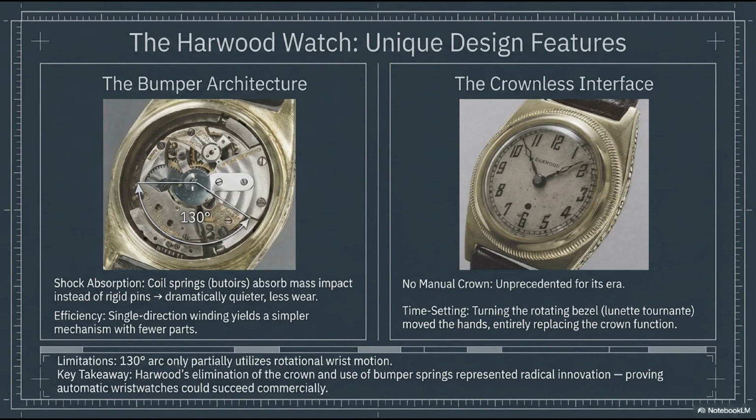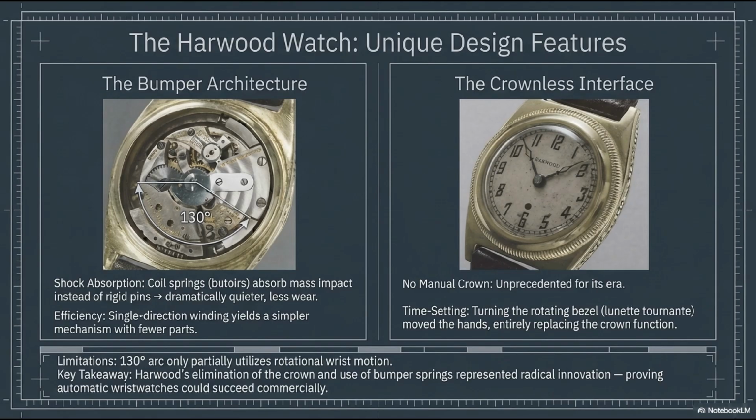While it was a single-direction winding mechanism, which is simpler and requires fewer parts, the 130-degree limitation meant it only partially utilized the full rotational potential of the wrist. But look at the image on the right. This is the crownless interface. Harwood was so confident in his automatic winding system that he eliminated the manual winding crown entirely. This was unprecedented. To set the time, the wearer physically gripped and turned the rotating fluted bezel, the lunette tournante, which moved the hands via an internal clutch. Eliminating the crown removed a major point of dust and water ingress, proving that the automatic wristwatch could be a robust, self-sufficient machine.